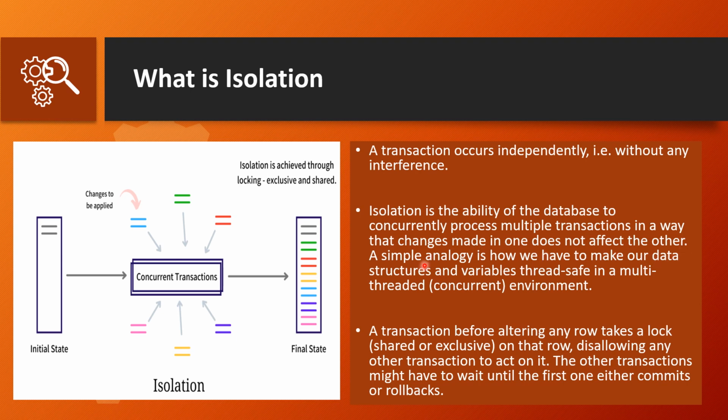A simple analogy is how we make a data structure and variable thread safe and multi-threaded. A concurrent environment means we have to use the thread process. If one thread is going on, another needs to be on hold until the first one is either committed or rolled back. Before altering any row, the transaction takes a lock, shared or exclusive.